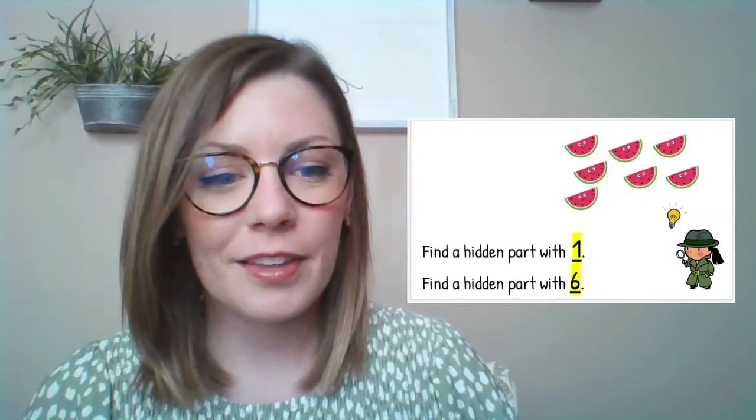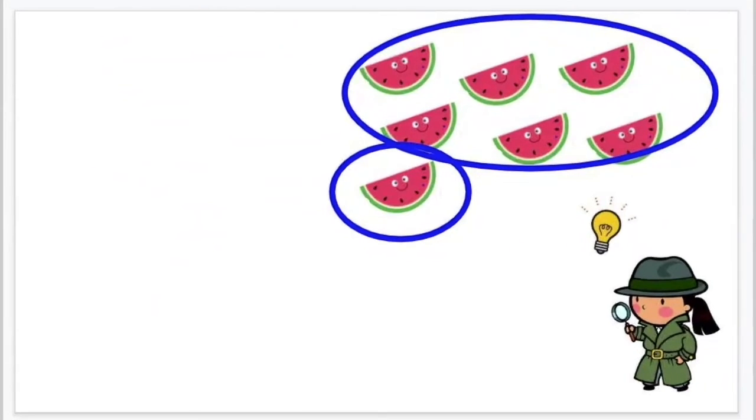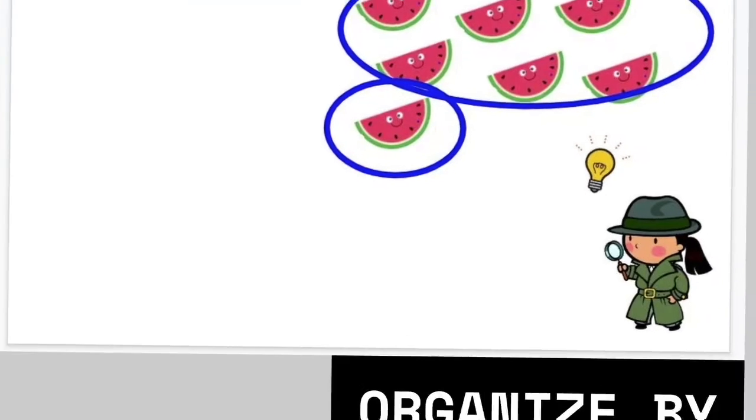Here's how I did it. So I saw this little watermelon slice kind of hanging out here by itself at the bottom, and I circled it. Remember, mathematicians can stay organized by circling. And then I saw a group of 6, so I circled those to show them as a hidden part.